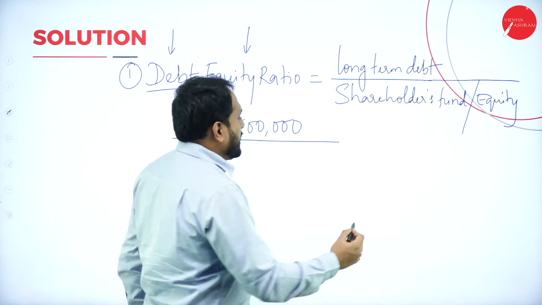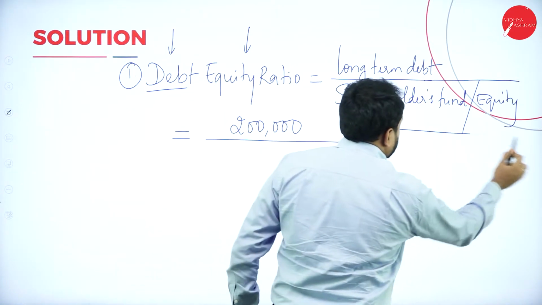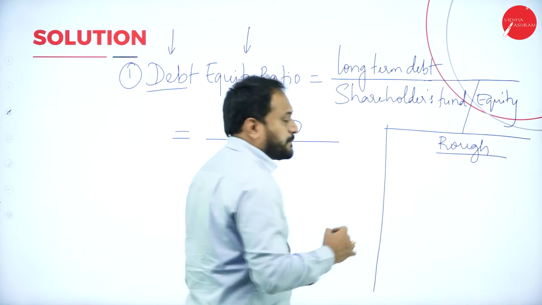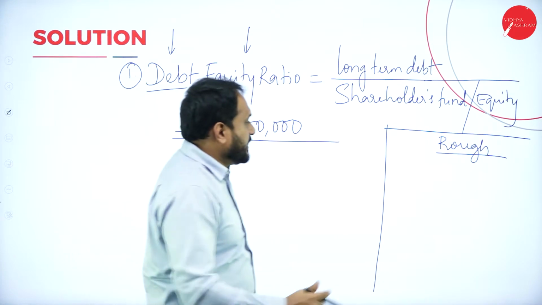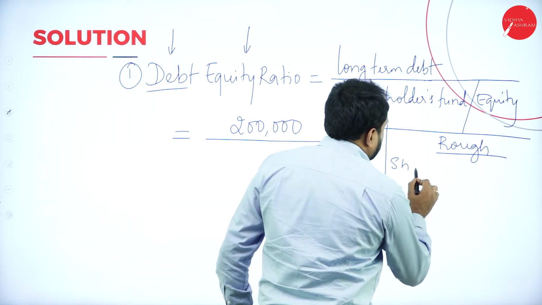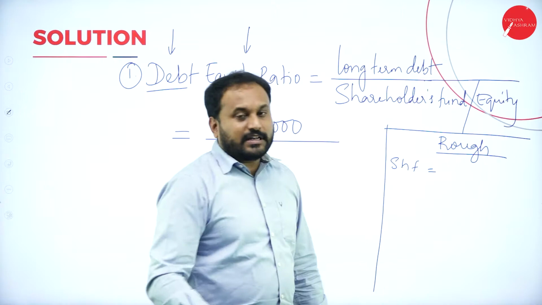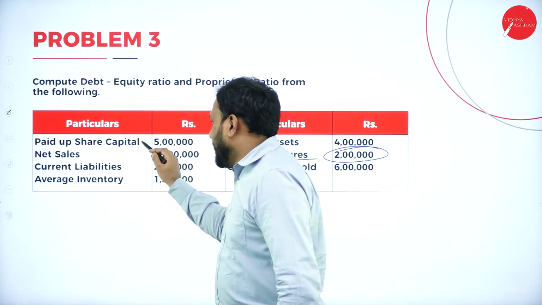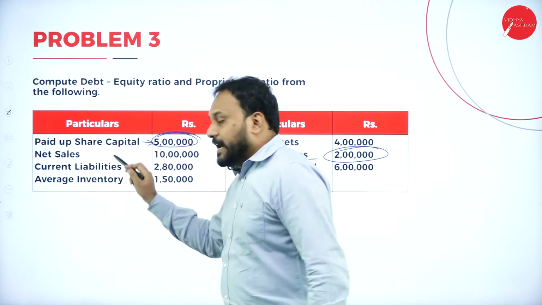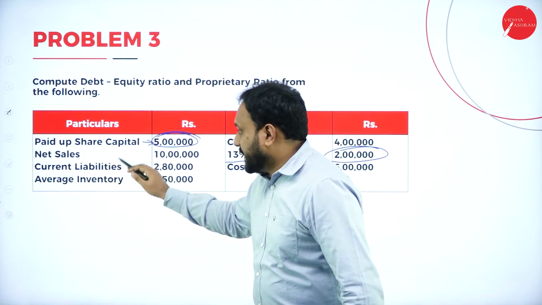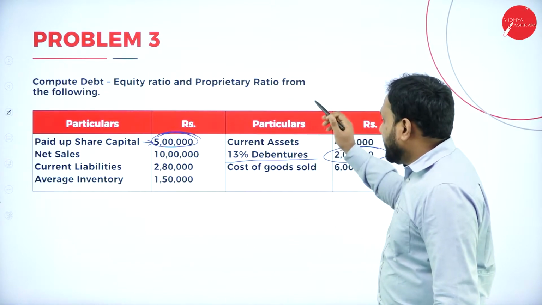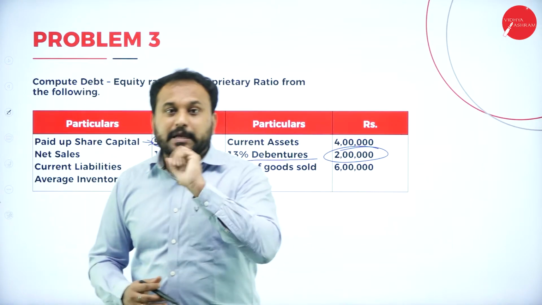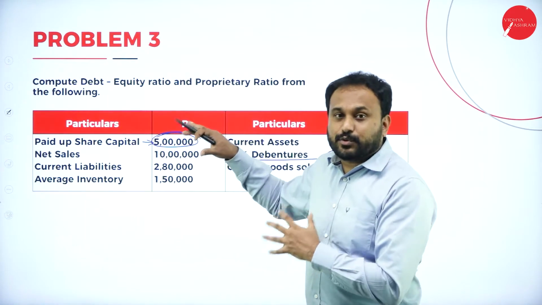Now what is it that I need? Shareholders fund or equity. Let me make this a column here, so we can go with this rough or working. Now shareholders fund, I'll write it here. Shareholders fund is equal to. What is a shareholders fund? Let's go with the problem again. We have paid up share capital, how much? 5 lakh. Apart from that, is anything else there? Net sales, current liability, average inventory, current asset, cost of goods sold. Yes, there is nothing else, what you people feel. That is the reason I have taken this question here.